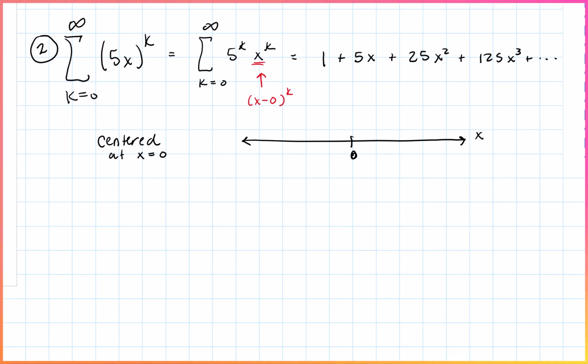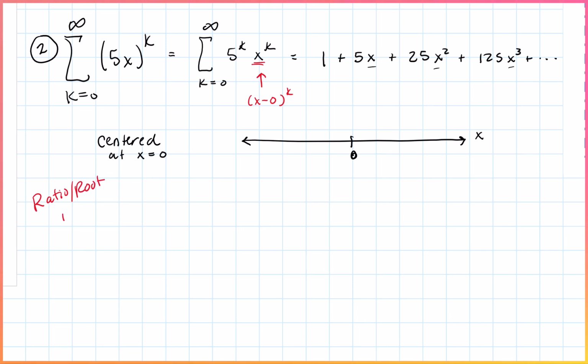So what values of x could I plug in and still get convergence? That's what we want to know. What values of x could I plug in and get convergence on this infinite series? And again, our process for doing this, the first thing we want to do is run a ratio or a root test.